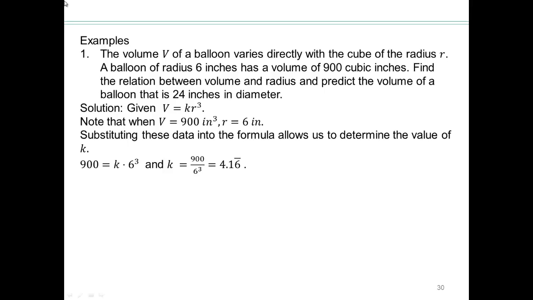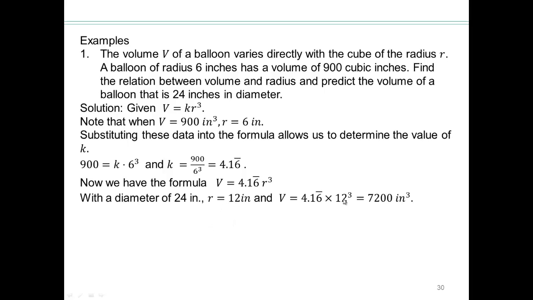So now our equation is going to be V equals 4.16 bar R cubed. Now we can find volume or radius, whichever we want, as long as the other quantity is given to us. Since we're given that the diameter is 24 inches, radius is going to be half of that, which is 12. So let's put that in. V equals 4.16 bar R cubed, because our K is 4.16. We just found that. Plug in our radius of 12, so R cubed is 12 cubed. That will make it 7,200 cubic inches approximately.